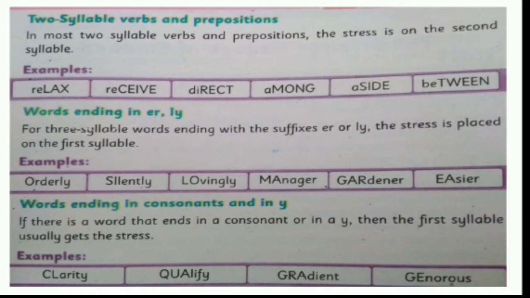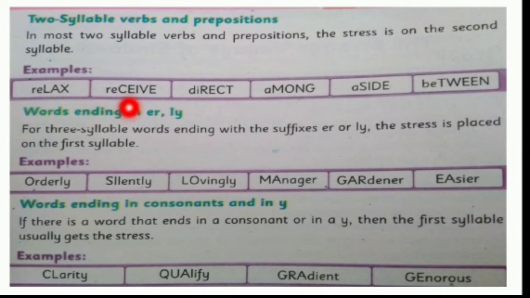In the earlier one we talked about when we have to put stress, when we have a noun with two syllables or an adjective with two syllables. Always remember the stress would be placed on the first one. But in the case of verbs and prepositions with two syllables, the stress is on the second syllable. Relax. As you can see, it has been capitalized, showing that the second syllable has been stressed, and this is of course a verb.